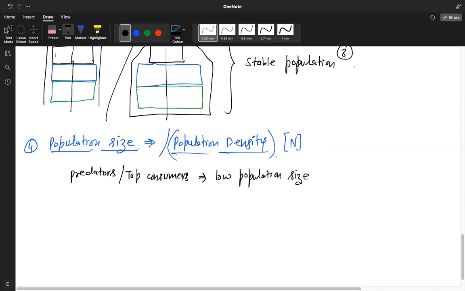So in a jungle, you will see that there will be comparatively very less predators like tigers if you compare to the number of deer or gazelles in that jungle, correct? And even more number of other smaller organisms like mouse or squirrels or something like that. So predators or top consumers are low in population size.